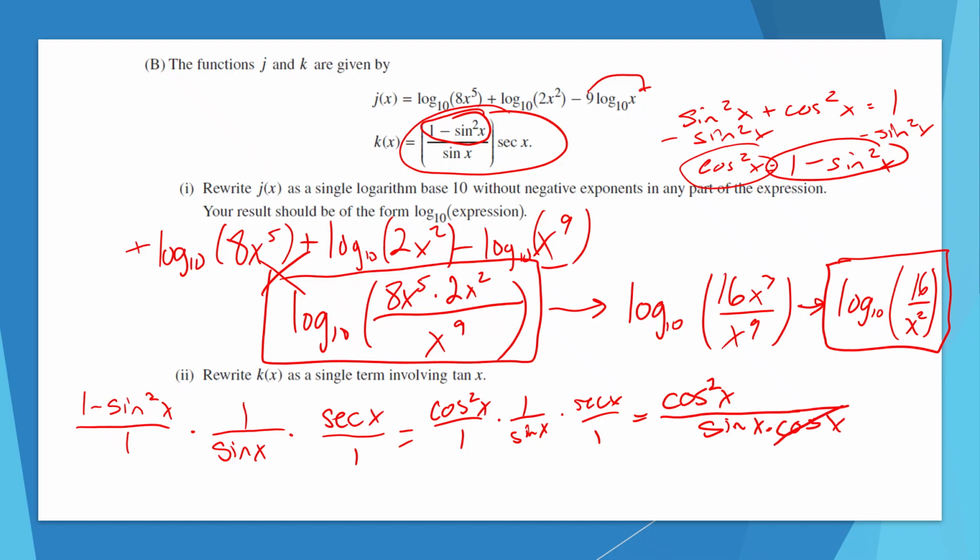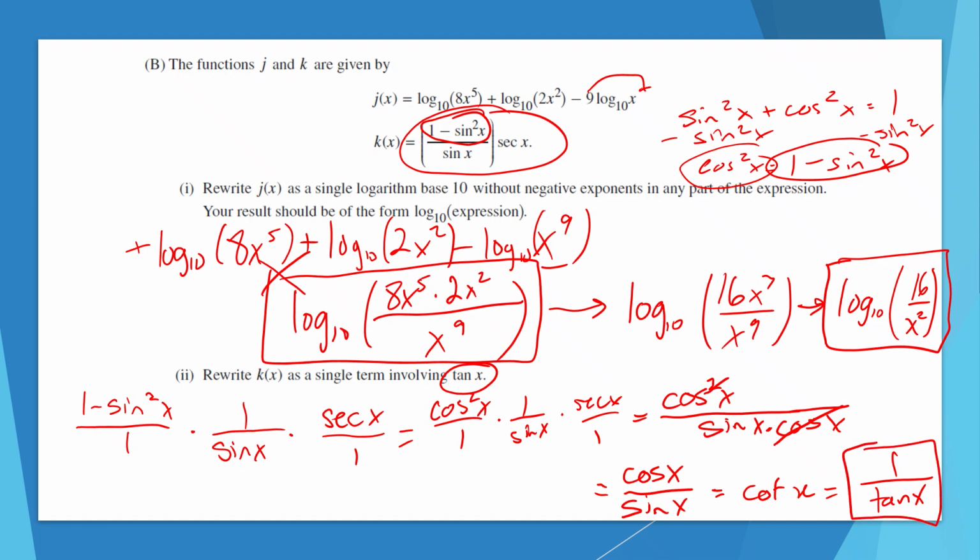Here we can cancel out a cosine x with one of the cosine squared x's up top, and we are left with cosine x, one of those, over sine of x there. Taking a look, we know this is cotangent x, but we want this in terms of tangent, so that is just 1 over tan x as our answer there.